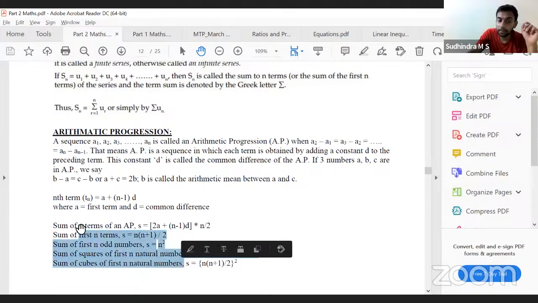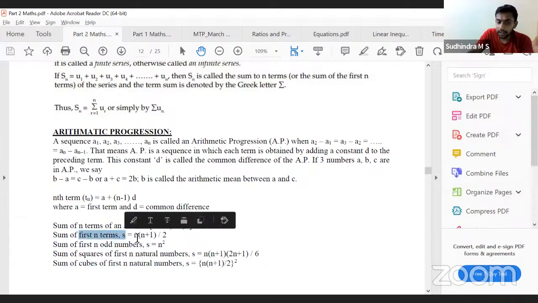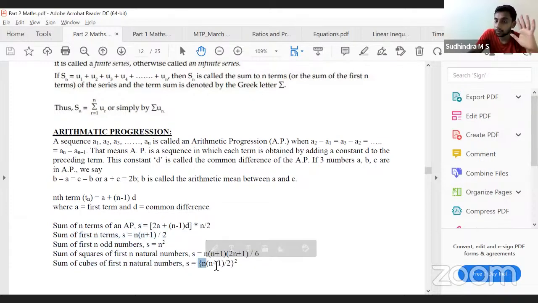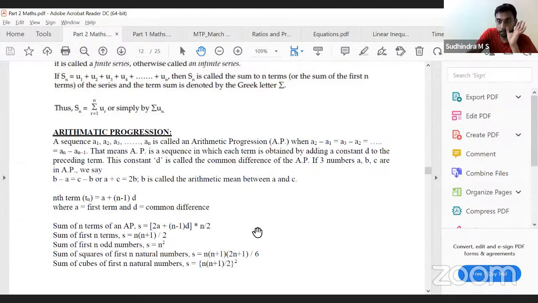Okay, these we have to remember. Easy to remember: the sum of the first n natural numbers is n into n plus 1 by 2. Cube is the square of it, n into n plus 1 by 2 whole square. Squares is n into n plus 1 into 2n plus 1 by 6.